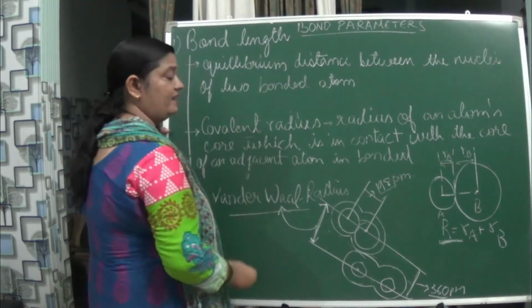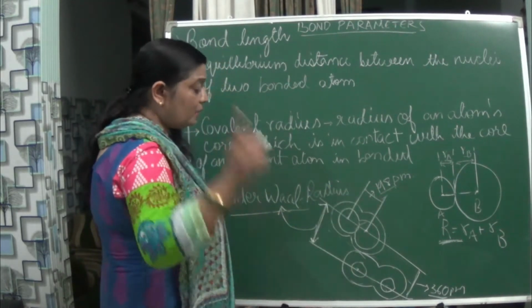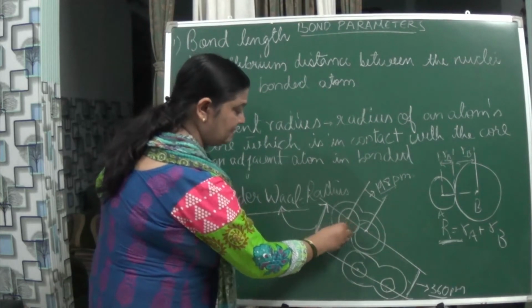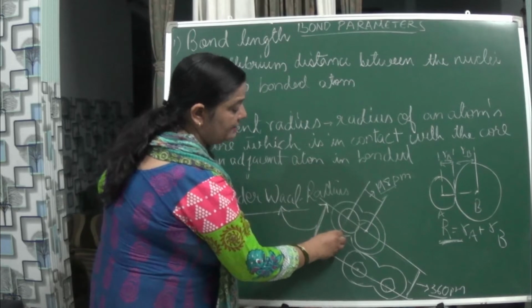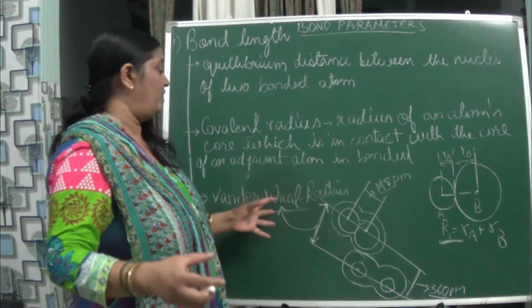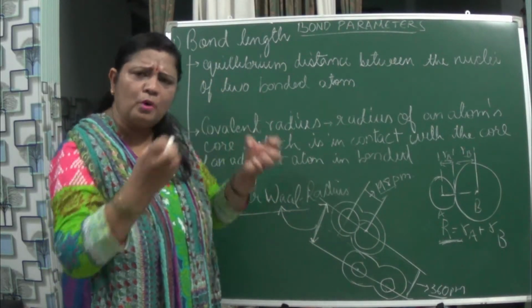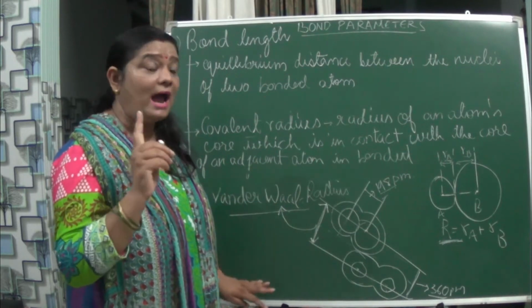Then we also see that the van der Waals radius is more than the covalent radius, because you can see over here, if I say this is the van der Waals radius, you can see the increased length, because the van der Waals radius is formed between two molecules, not between two atoms.